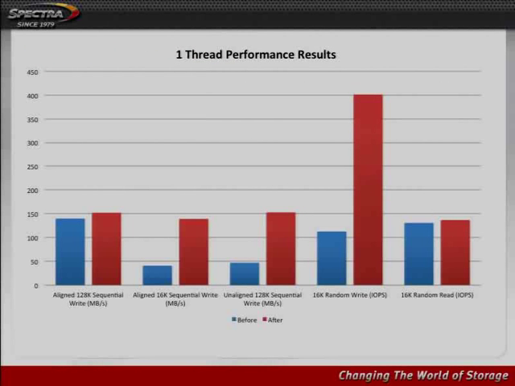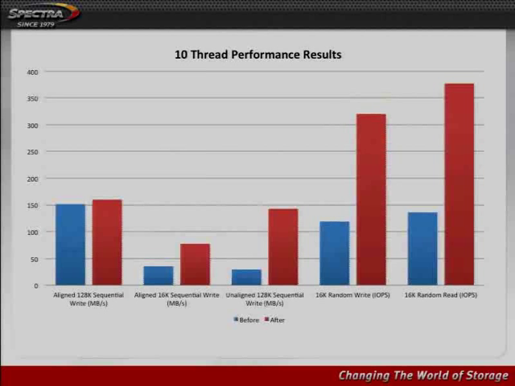So here are the single thread results. The blue bars are the before performance, the red bars are the after performance, and they cover random I/O operations, interrupts, sequential, and throughput. So that's it for single thread testing.